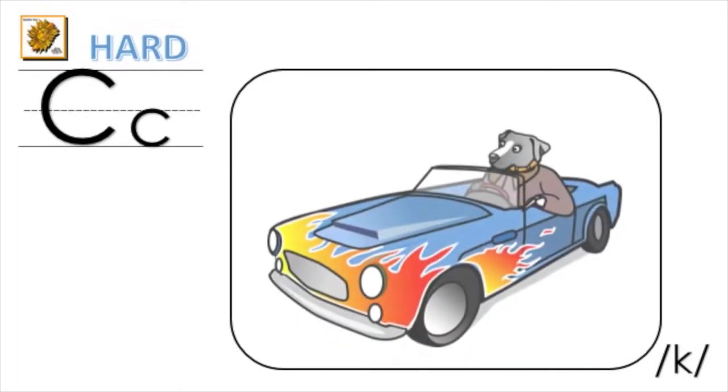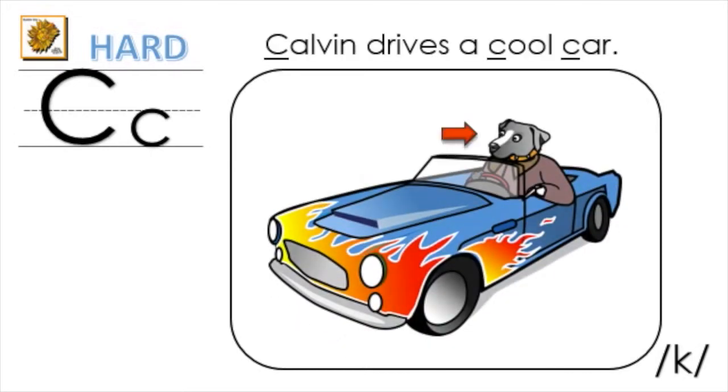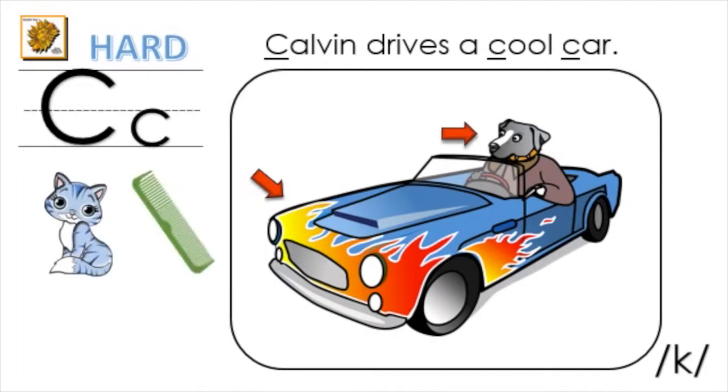This is the uppercase letter C. This is the lowercase letter C. The letter C here says K. Say K, boys and girls. Very good. Calvin drives a cool car. The letter C here says K for cat, comb, carrot, and cookie.